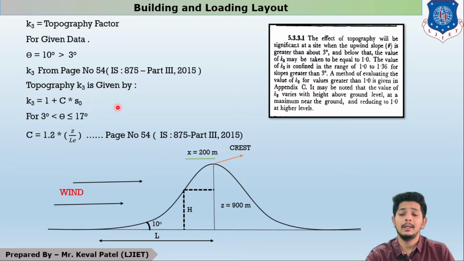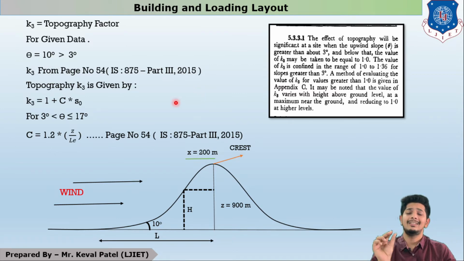For C and S0, page number 54 suggests that for C, we should use the formula 1.2 Z by LE. Now, for that, we have to find out Z and LE. So, in this figure, we can see Z and LE. When the angle is between 3 to 17, it is shown in appendix C that LE should be L. LE is the effective length, which should be the length. So here, the crest is the top. Now, this is a figure showing our building layout, or we can say mountainous region layout. Now, this is the crest and the building is located somewhere here.